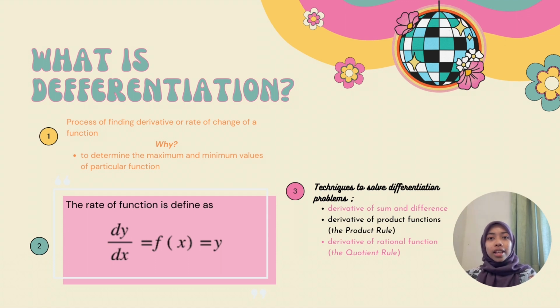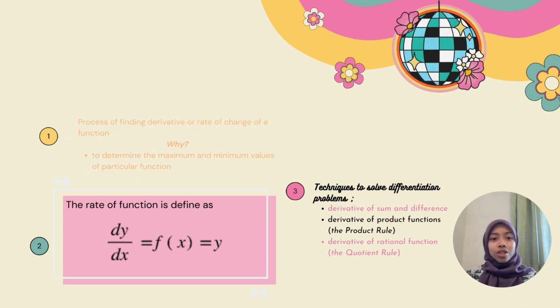There are three techniques to solve differentiation problems. The first one is the derivative of sum and difference. The second one is the derivative of product functions, the product rule. And the third one is the derivative of rational functions, the quotient rule.